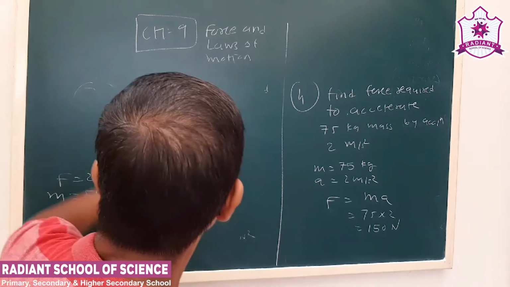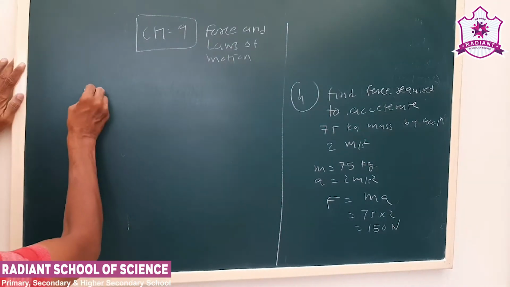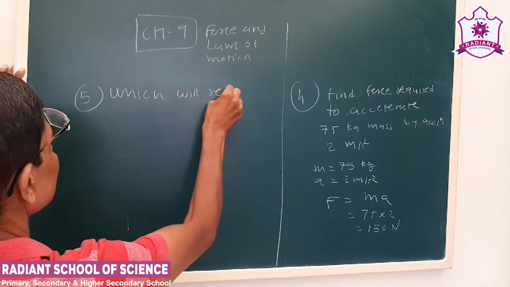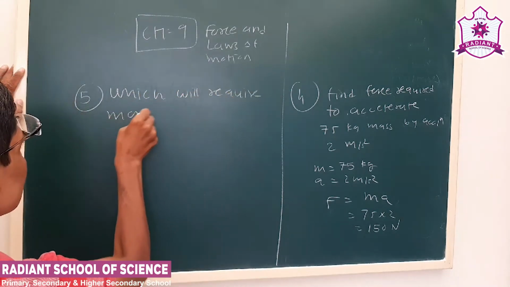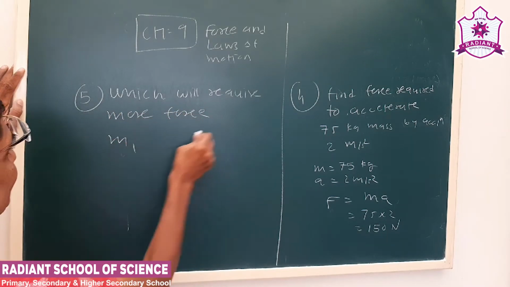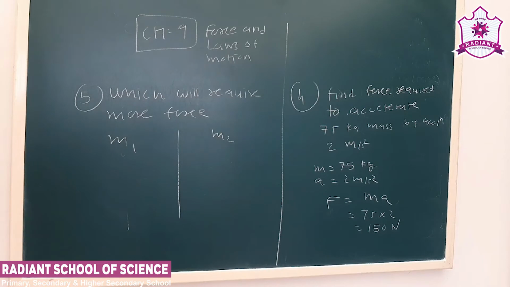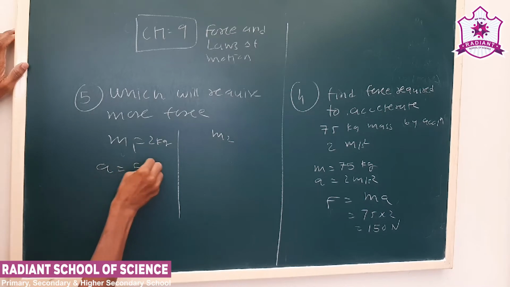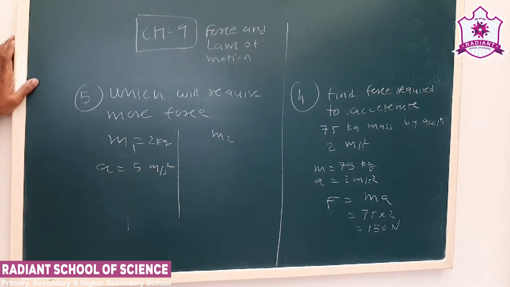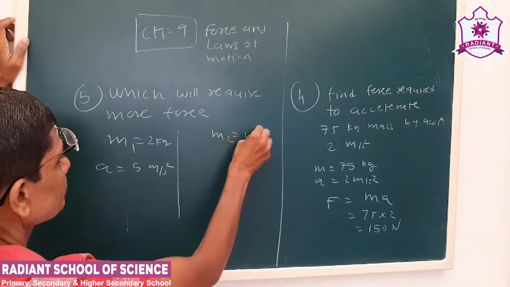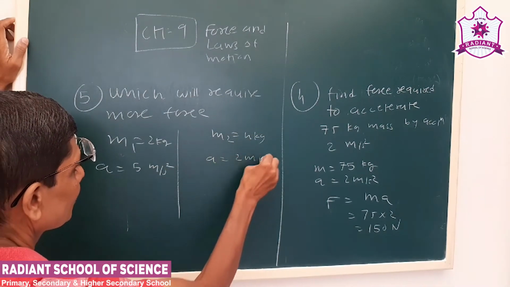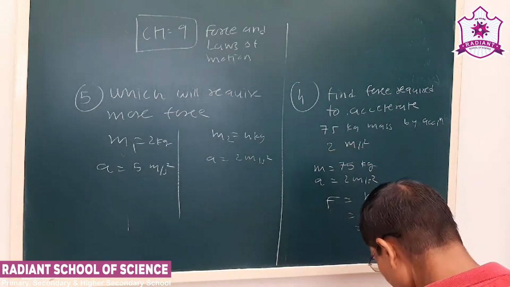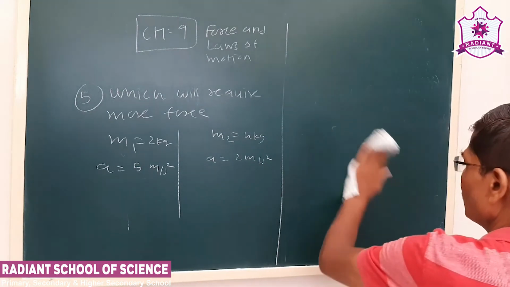Sometimes we have a comparison. Now the question says which will require more force. Here we are given two objects. A 2 kg mass accelerated with 5 meter per second square, or a 4 kg mass accelerated with 2 meter per second square. We have to find out in which of these two conditions more force will be required.